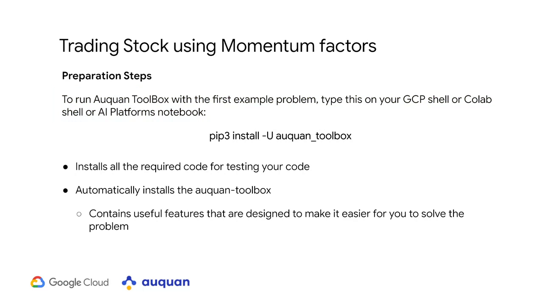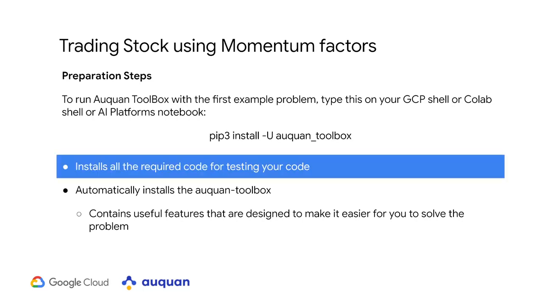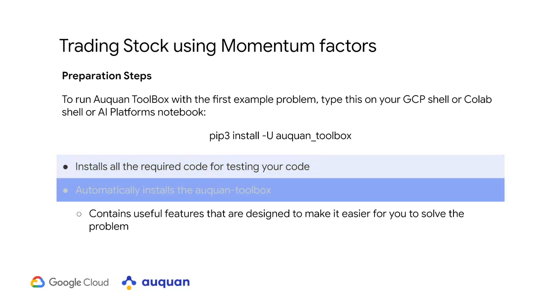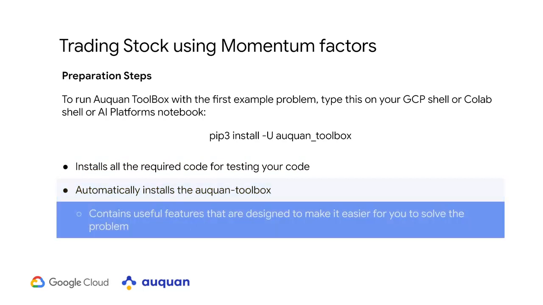pip3 install -U aquan_toolbox. This will install all the required code for testing your code. And it will also automatically install the Aquan Toolbox. The toolbox contains useful features that are designed to make it easier for you to solve this problem.